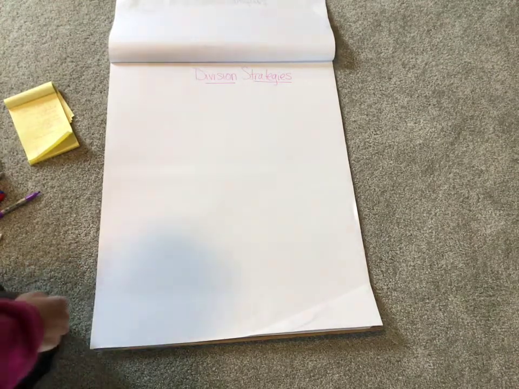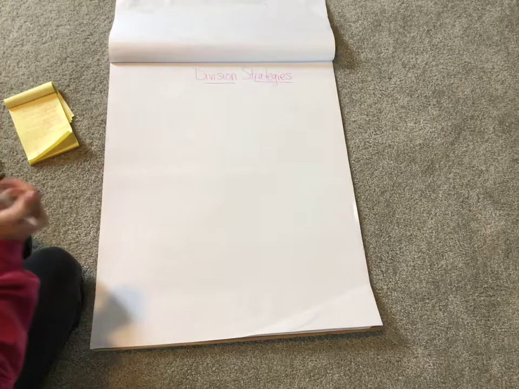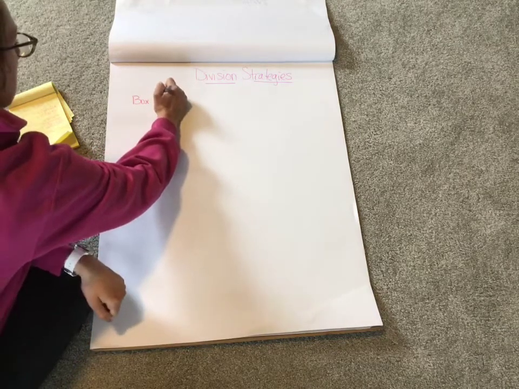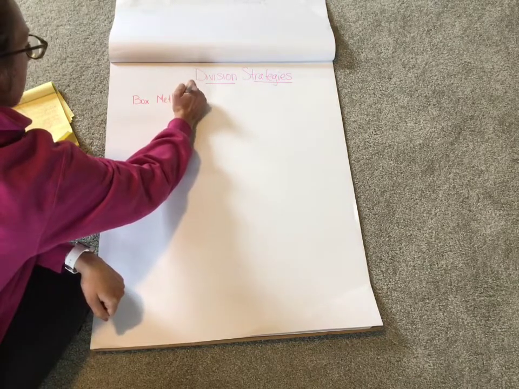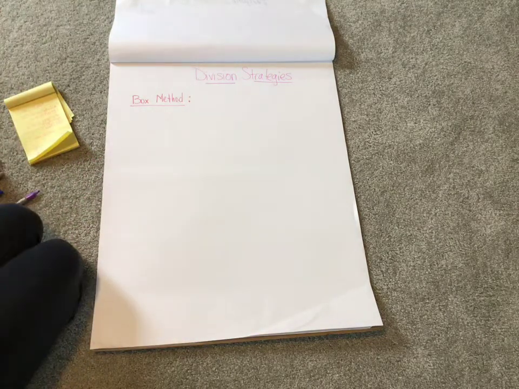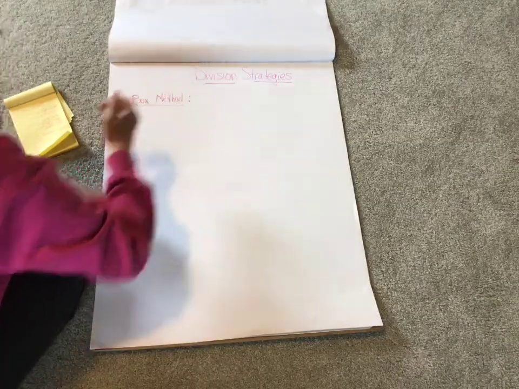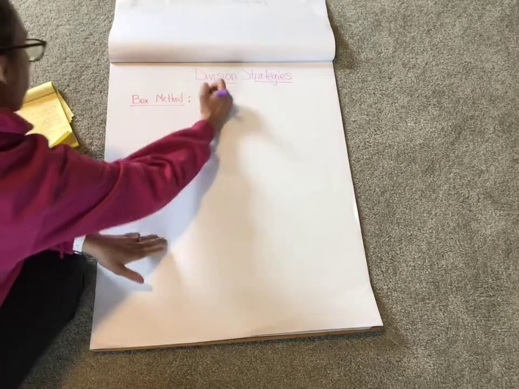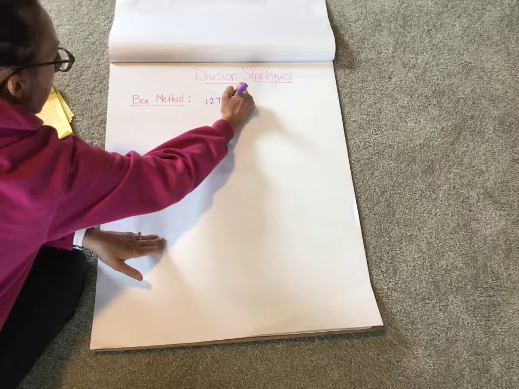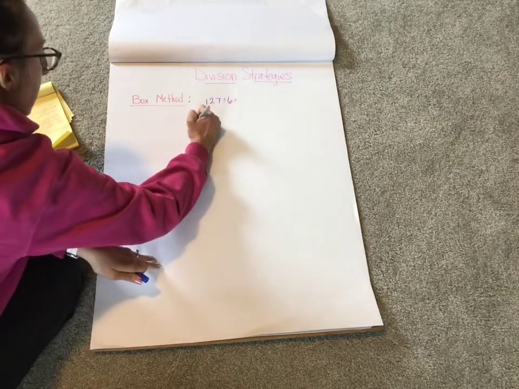Okay, now we're going to talk about division strategies. The first division strategy we're going to look at is the box method. Remember, there's a box method for multiplication as well, so you want to make sure that you are not using that. Set up kind of the same. So let's look at 127 divided by 6.